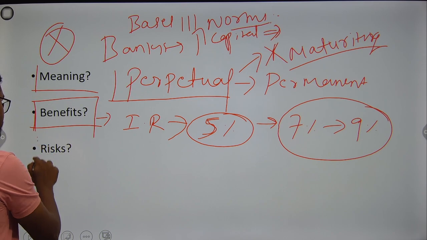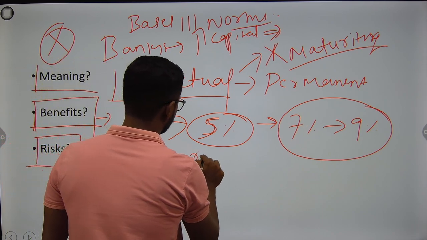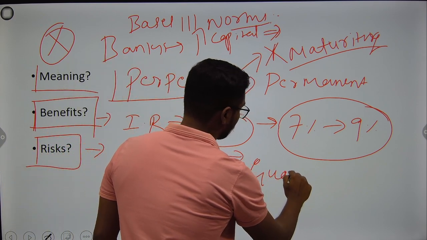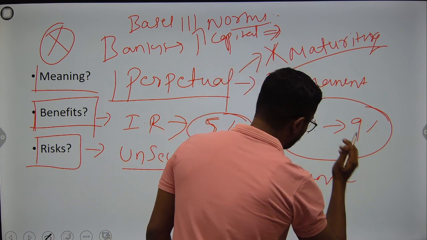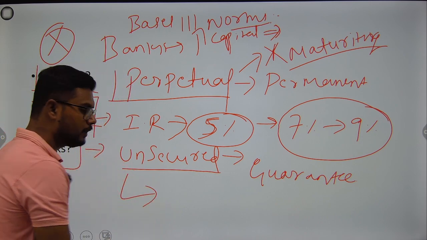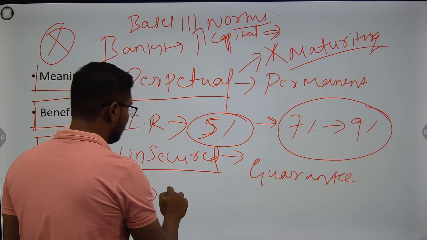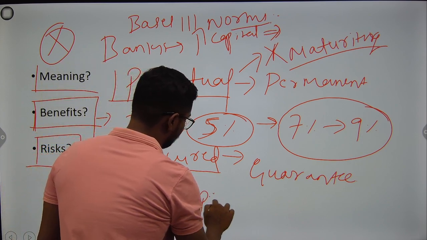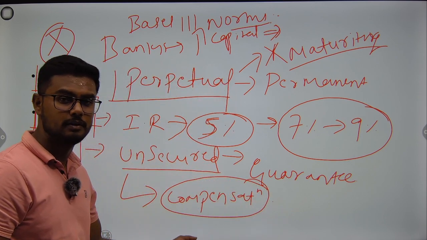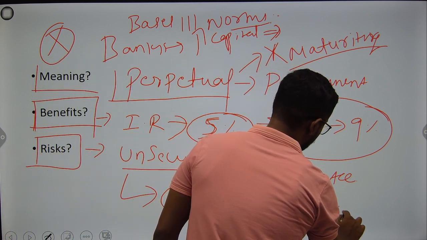Alright, then what are the risks associated? These are unsecured bonds, which means there is no guarantee or security provided by the issuing bank to the beneficiary. In case of any risk or failure of that particular bank, the bank is not compelled to pay any compensation, or even the interest in some cases, to the beneficiaries. Hence, these are very risky bonds.